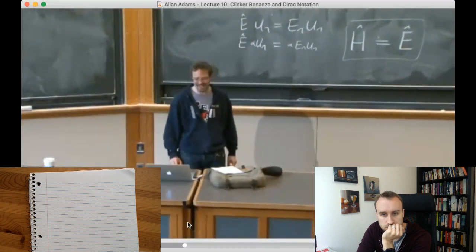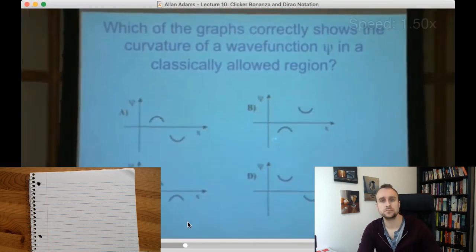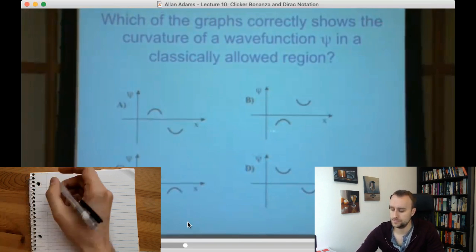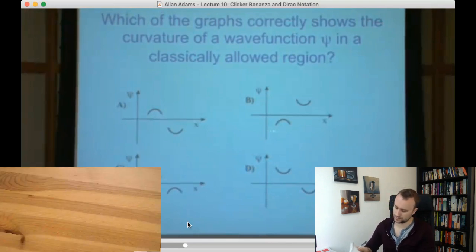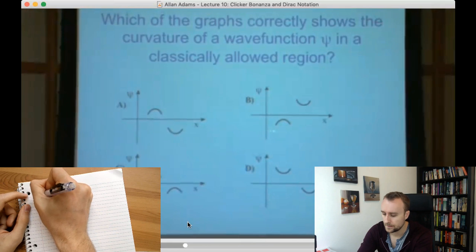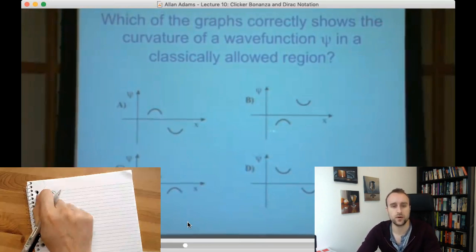Other questions? Okay. Next question. Which of these graphs shows the curvature of the wave function in a classically allowed region? Actually, no, this one. All right, we're on question 7 now. This is A, and the reason why is because this forms sine waves. Sine waves are what happens where you're allowed. Everything else is something different.